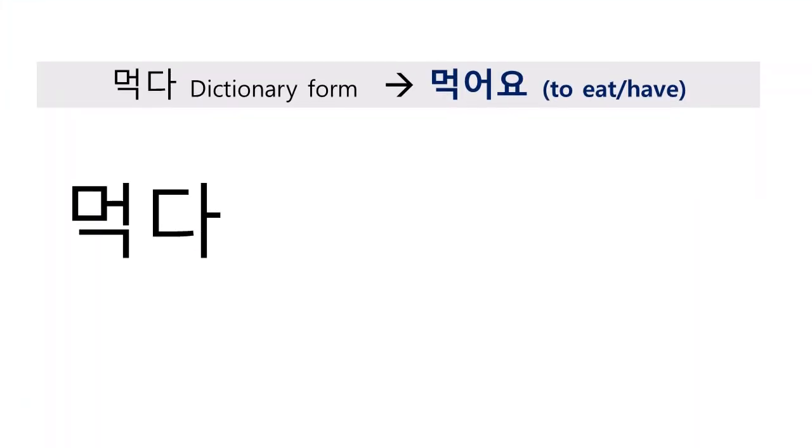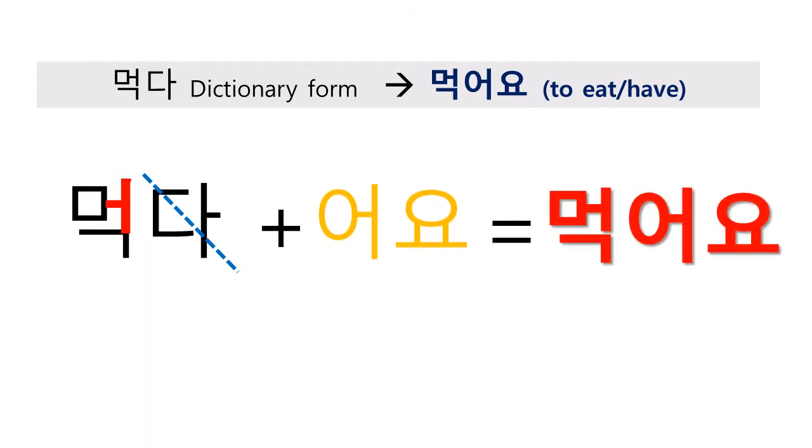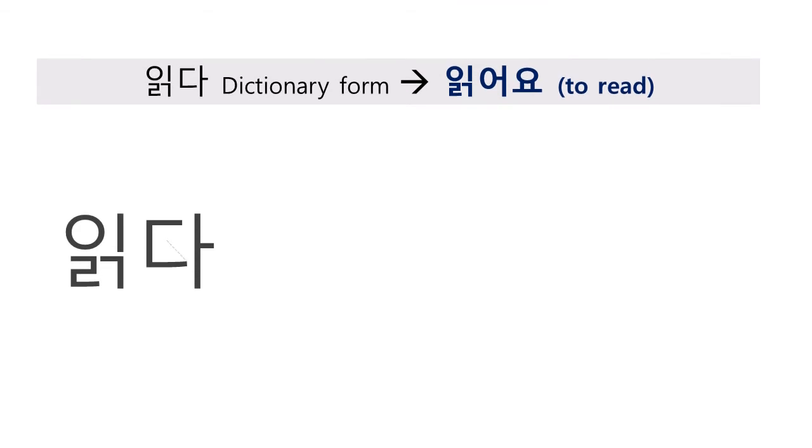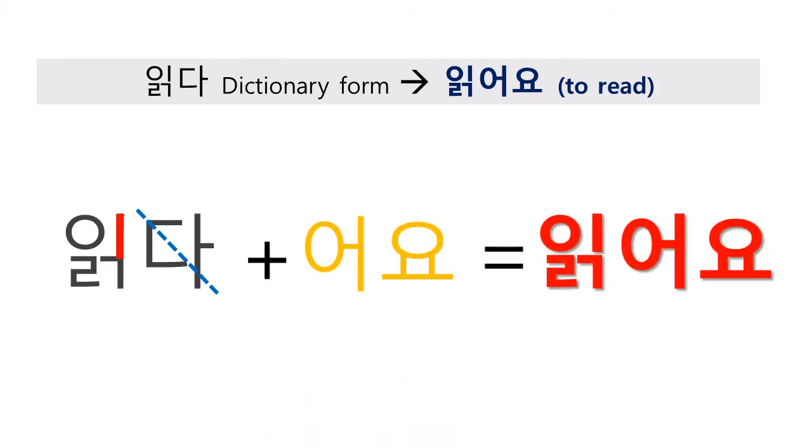Okay, so 먹다, to eat. We remove da. We check what the vowel is, it's an o. So we add oyo, and it becomes 먹어요. 읽다, remove da. Check what the vowel is, it's an i. We add oyo. So here it becomes 읽어요.